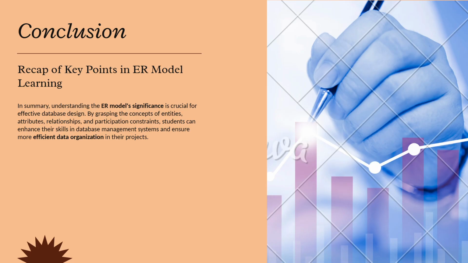And conclusion. In summary, understanding the ER model is crucial for effective database design. In this video, we discussed the ER model definition, entities and their different types, attributes and types, relationships and different types, and finally cardinality mapping and an example of a university database.